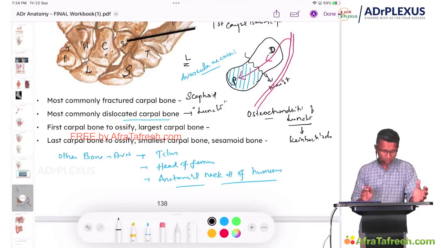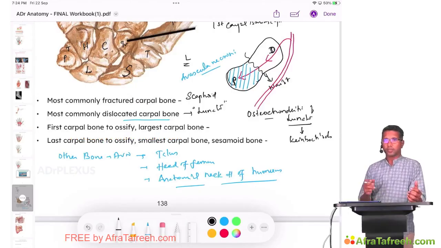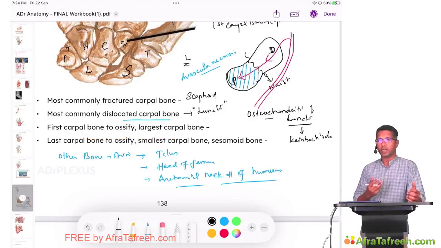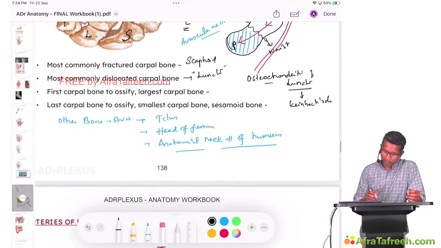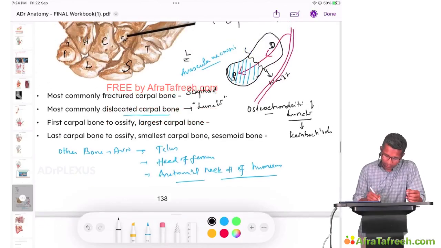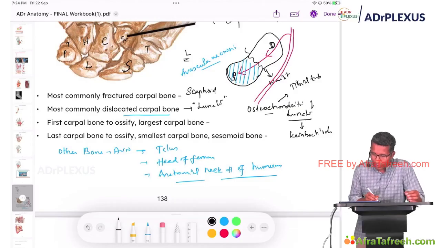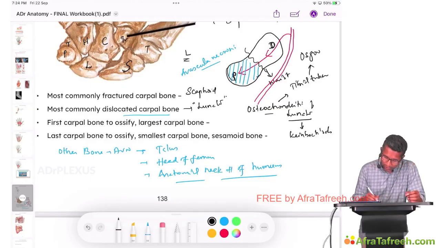Osteochondritis per se is a very big topic. There are a lot of things in osteochondritis. If somebody can answer, what is the osteochondritis of the tibial tuberosity called? Anybody? Yes, very good, Daphne, very good, Swati. It is Osgood-Schlatter disease.